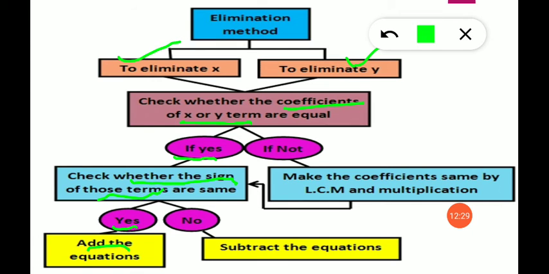Next, if the coefficients are not equal, then we have to make the coefficients the same by LCM and multiplication. LCM, because it makes the coefficients smaller. We can simply multiply with the interchanged numbers also, but it makes a long calculation. So make the LCM of the coefficients and then multiply accordingly. Then the coefficients become equal, then we have to again check the sign. If signs are same, it means subtract. If signs are different, it means add.